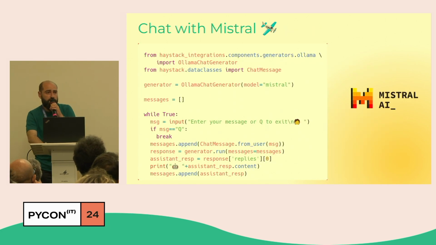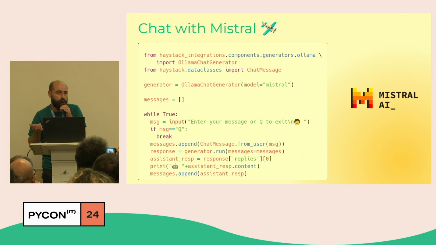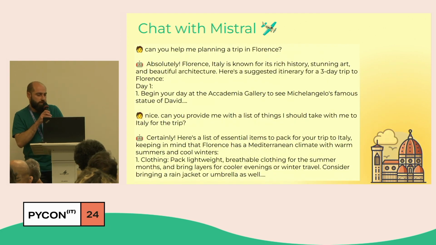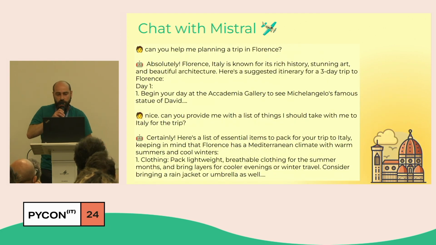We can also chat with this model through an Ollama chat generator. In this case, this type of generator uses the chat message abstraction with a role, which can be user or assistant, and then a content. And in this while loop, I'm trying to create a simple program to chat with our model. And here is the output. I'm asking for indications to plan a trip to Florence, in Italy. So, yeah, it looks nice.